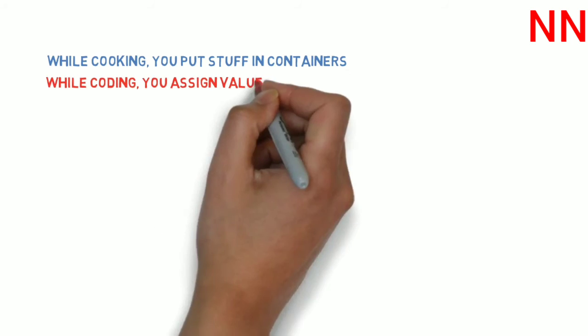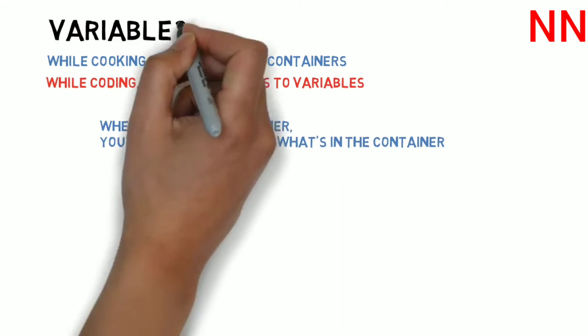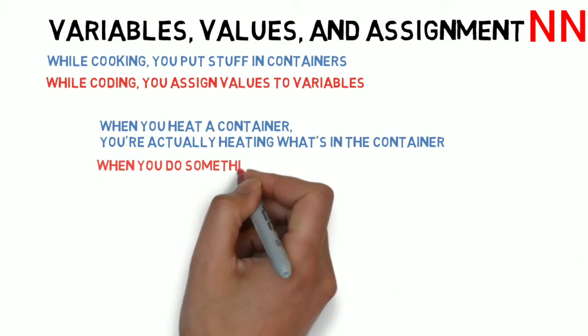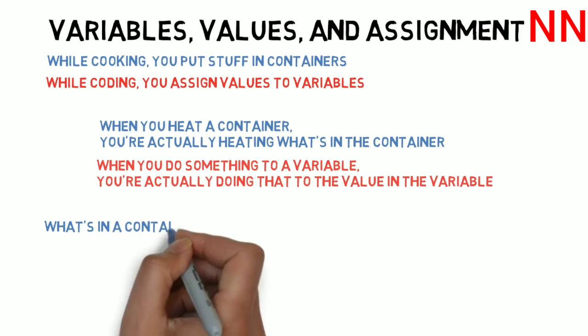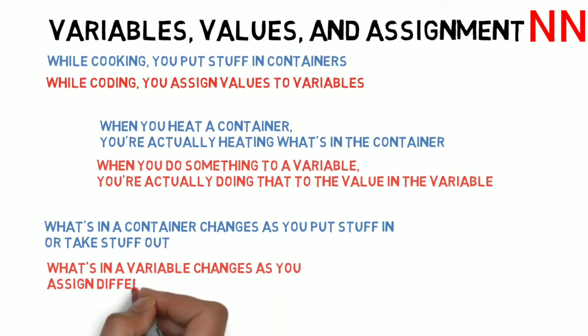While cooking, you keep putting stuff in containers. While coding, you assign values to variables. When you heat a container, you're actually heating what's in the container. Similarly, when you do something to a variable, you're actually doing that to the value that's assigned to the variable. What's in a container changes as you put stuff in or take stuff out. What's in a variable changes as you assign different values to it or do things to what's in the variable.